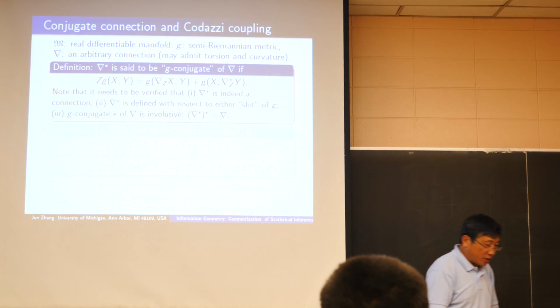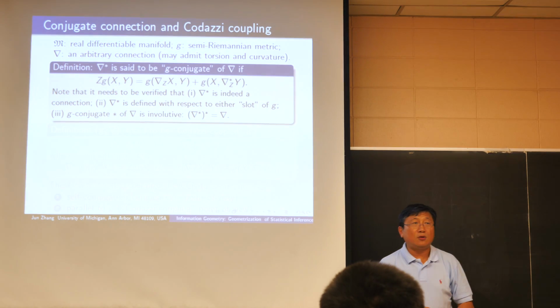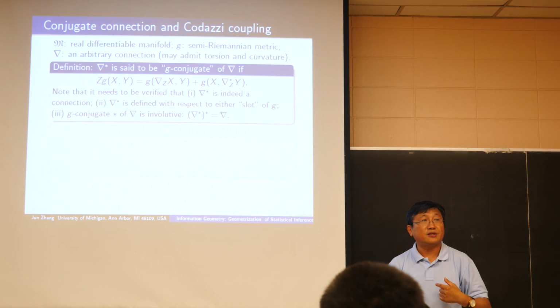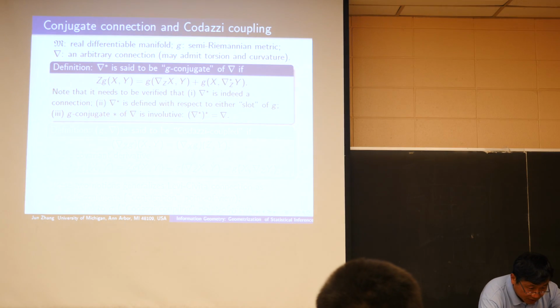So this is called a G conjugate. Well, G conjugate is a generalization of the Levi-Civita connection, in the sense that Levi-Civita is self-G conjugate. It's conjugate to itself. So the first notion is the so-called G conjugate.